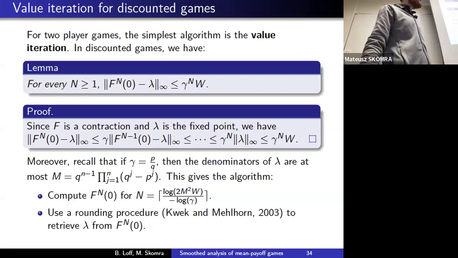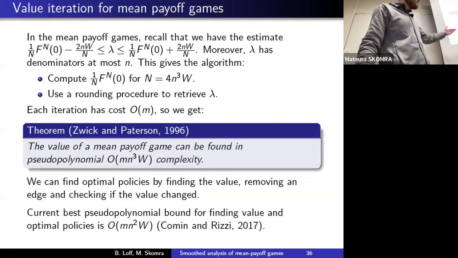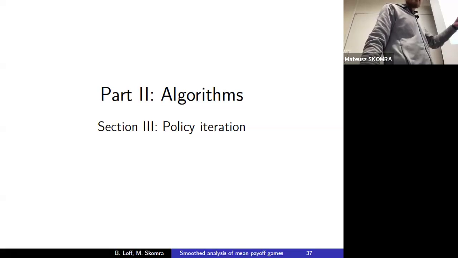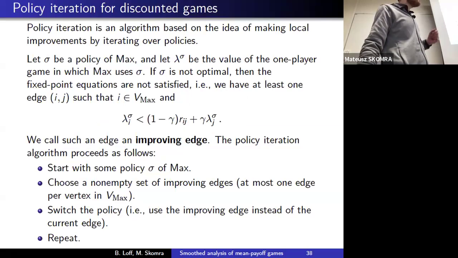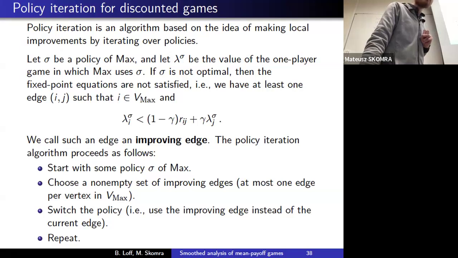And what can we deduce out of this? For mean payoff games, it's again about iterating the Shapley operator and dividing by n. And what can we deduce from this? The third kind of algorithms are policy iteration algorithms. This is a more sophisticated kind of algorithm that tries to find optimal policies by going from non-optimal policies to optimal policies. Here there is a more theoretical part, where we define what it means to take a policy and make it better. How can we make an algorithm out of that?